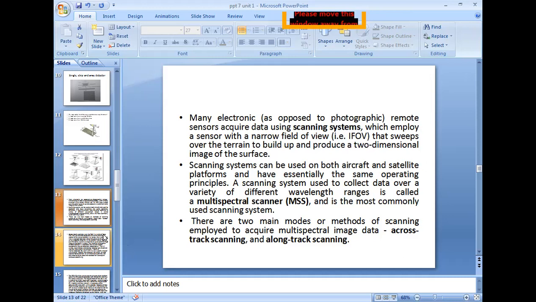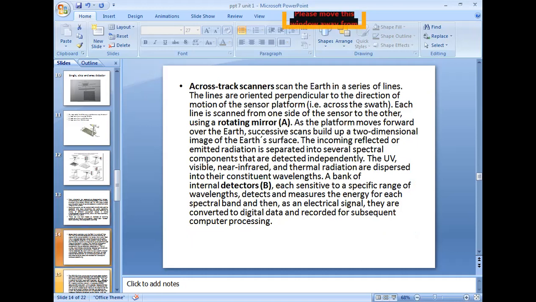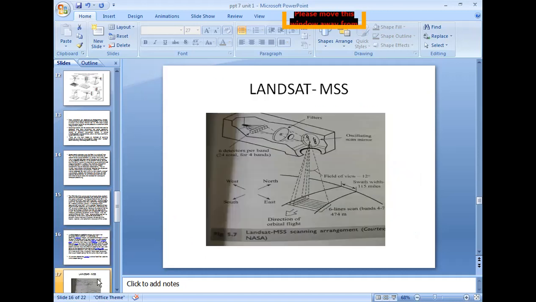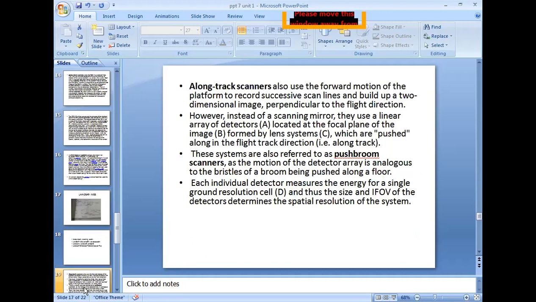There are two main methods of scanning employed to acquire multispectral image data. The first one is the across-track scanning system, then the along-track scanning system. In the last class, we already discussed the across-track scanning system. Today, we will discuss the along-track scanning system, right?